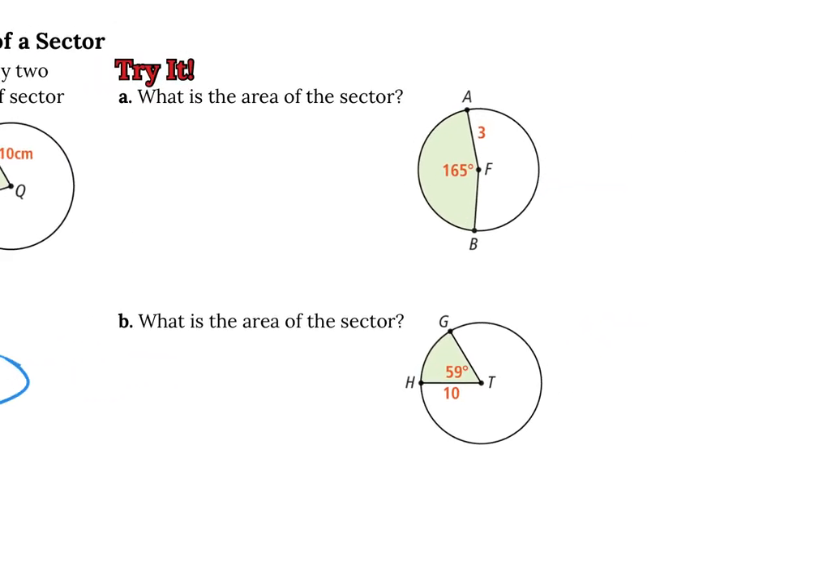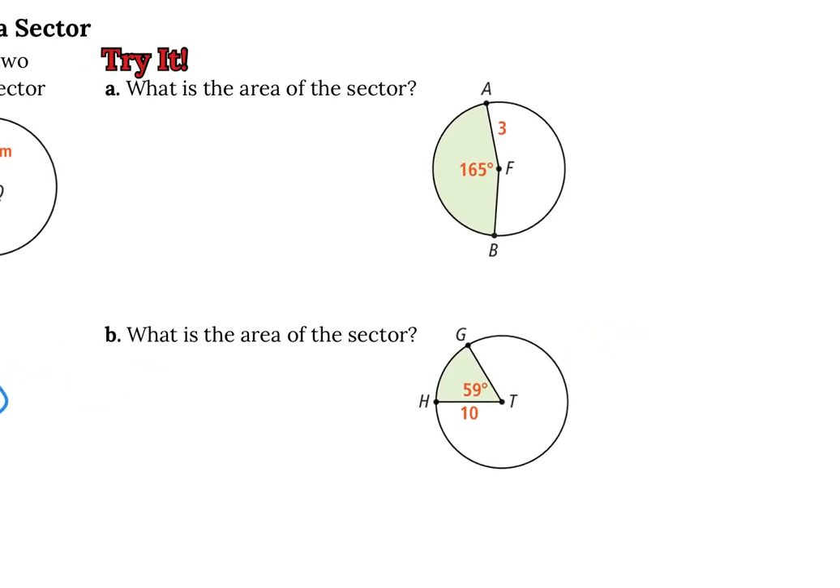Okay, let's look at our try it. A, what is the area of the sector? So again, we're dealing with degrees here, so we're just going to plug it in. So 165 over the 360 times pi r squared, which is 3 squared. I'll calculate that and get 33/8 pi.